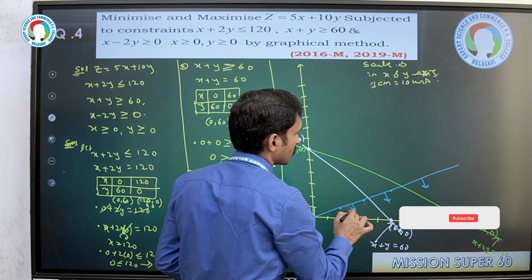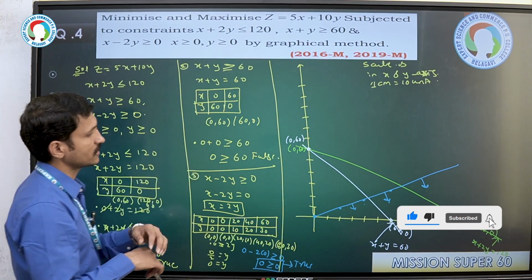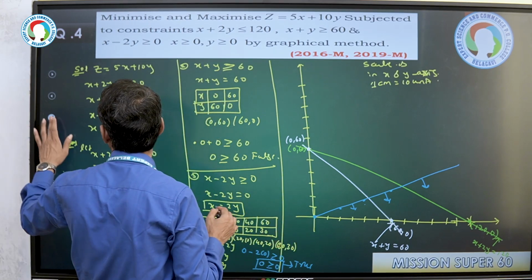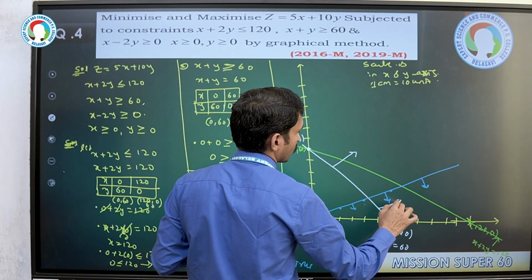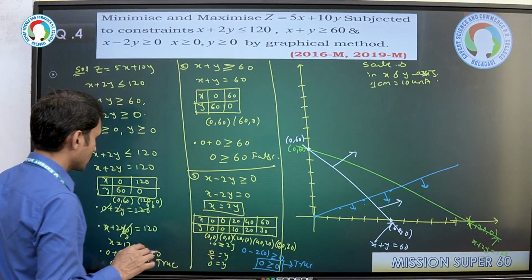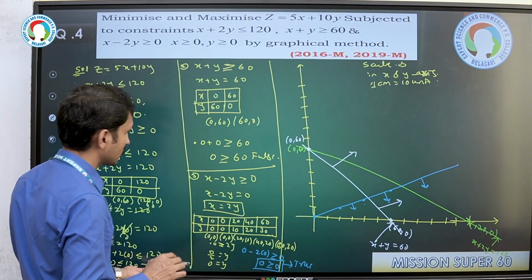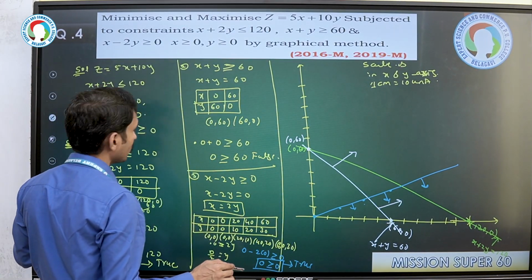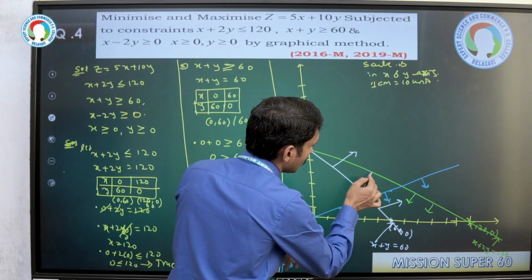Next, the second line, that is the white color line. This is false. False is nothing but away from the origin. So this is away from the origin. Next, the first line: this is true. True is nothing but towards the origin. Whatever the line is, that side is called towards the origin.